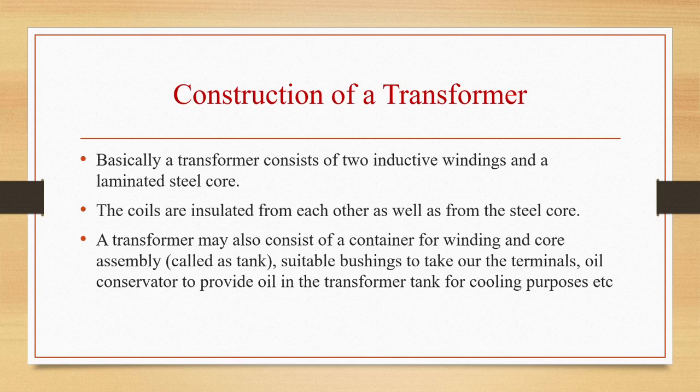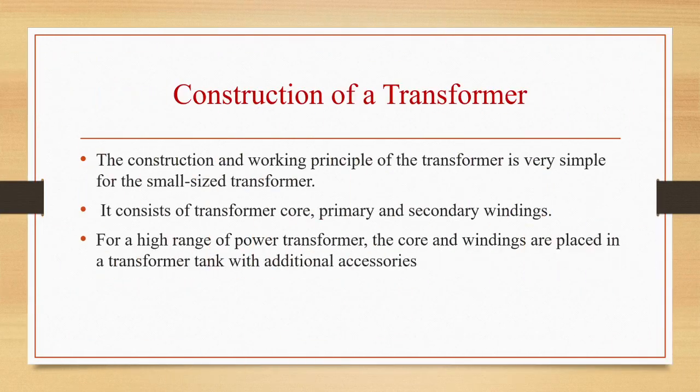A transformer may also consist of a container for the winding and core assembly, suitable bushings to take the terminals, and an oil conservator to provide oil in the transformer tank for cooling purposes, etc. So the construction of a transformer basically consists of two main parts, that is winding and core. There are other parts as well, and we are going to see each part of the transformer in detail.